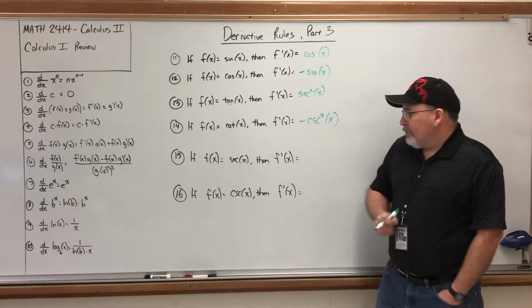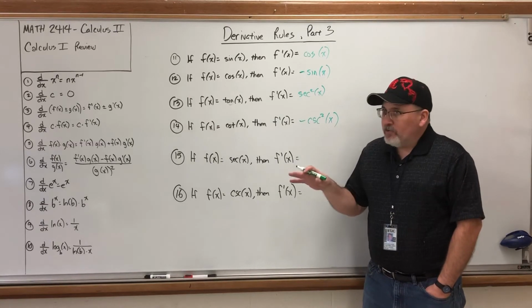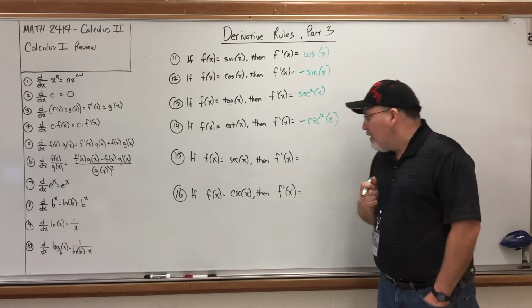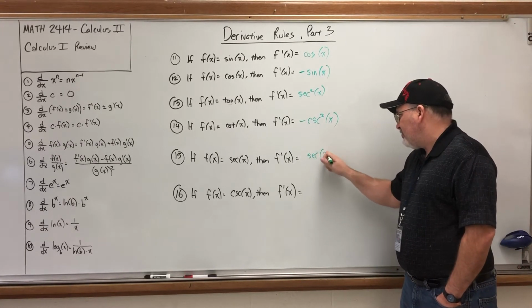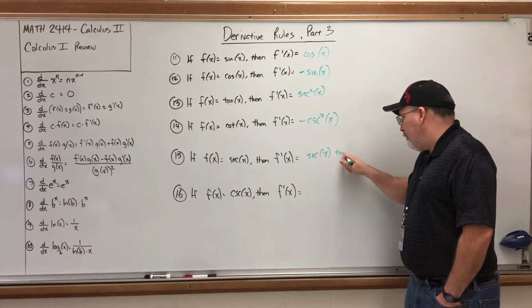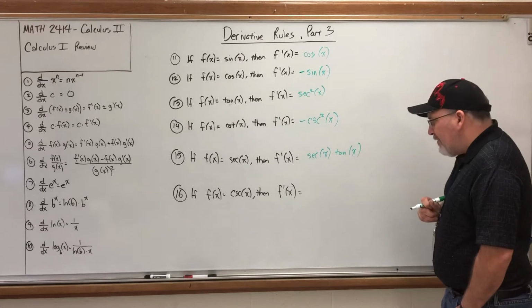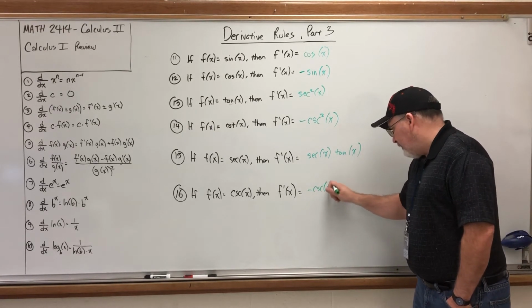We could find the derivative of secant by writing it as 1 over cosine and doing the quotient rule, or the chain rule if you want to write it as cosine to the negative 1 power. But when it all washes out, the derivative of secant is secant x tangent x. If you'd like to see the proof, just shoot me a message and I'll whip up a quick video. And then the derivative of cosecant is negative cosecant x cotangent x.